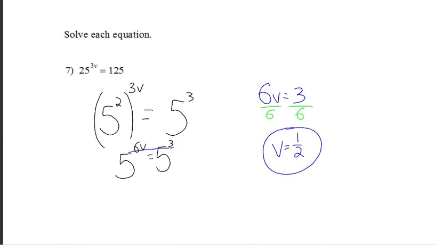Now, this equation, I want to make sure I make the bases the same. Now, unfortunately, I cannot make 125 25 to some power. Not possible for me. Luckily for me, I can make 25 5 squared, and I can make 125 5 to the 3rd. Now, when I have a power to a power like this, I multiply those exponents, giving me 6v. I then look, I have 5 to a power, 5 to another power. If the bases are the same, these exponents must be equal, and I can solve.